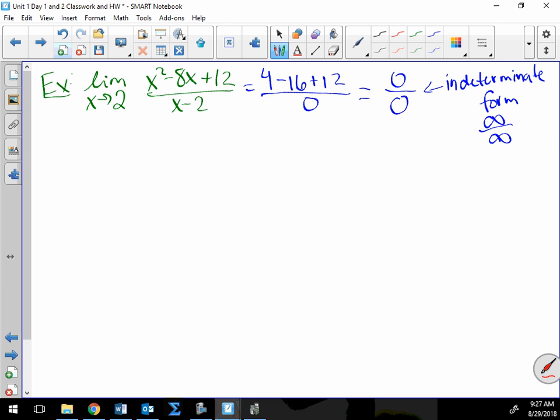Now ideally we can do this factoring pretty quickly. So this limit is equal to the limit as x approaches 2. Notice I have not evaluated it yet, so I'm still writing limit. What does my top factor into? What multiplies to 12 but adds to negative 8? Negative 6, negative 2, right? So we've got x minus 6 times x minus 2 over x minus 2. Are we okay with that?